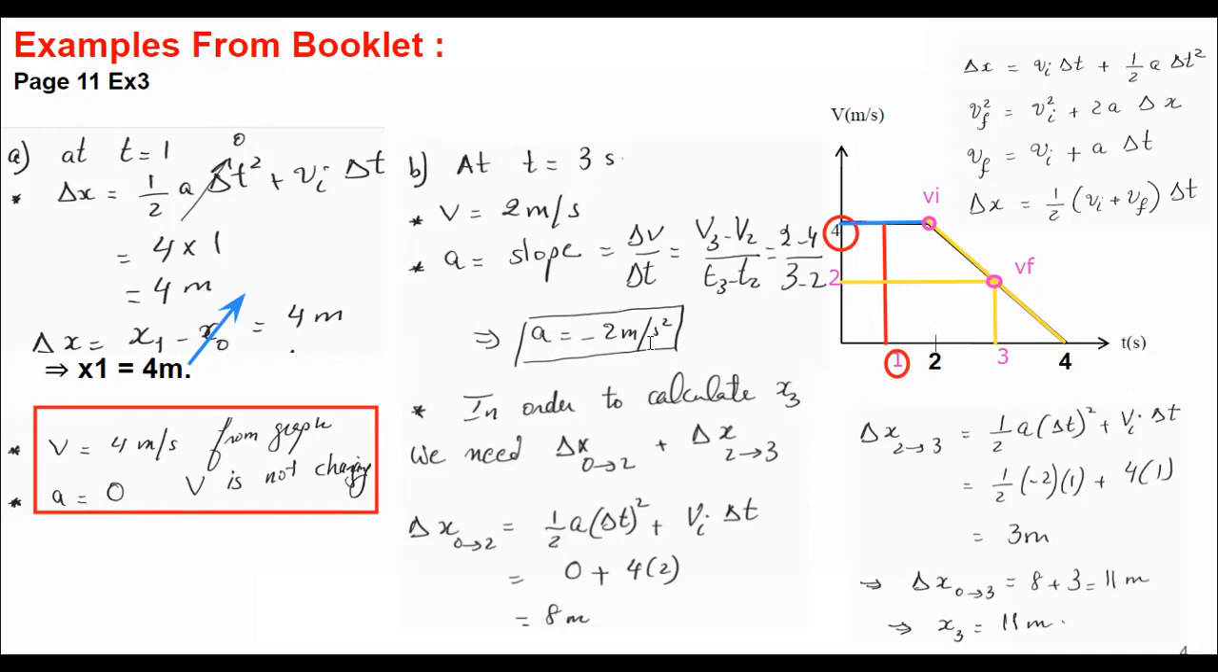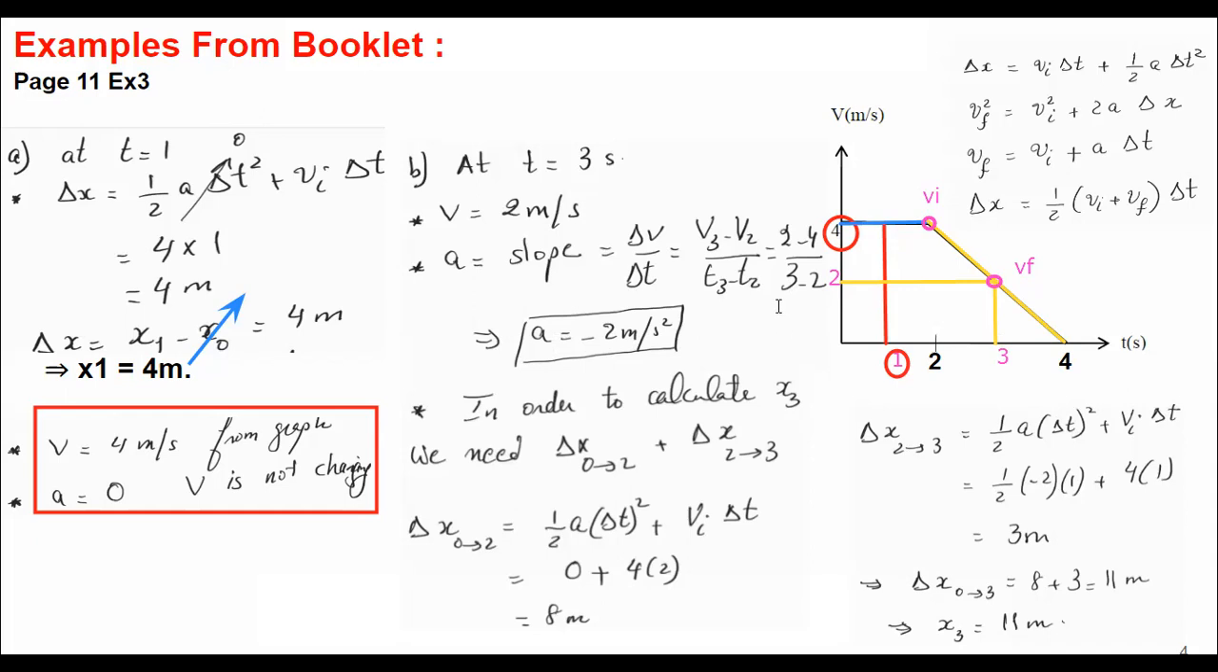Okay. When is acceleration negative? When the object is moving in the positive direction, but it's decelerating, it's slowing down. Okay. In this case, the velocity is positive, so it's moving in the positive direction, but the acceleration is negative. It means it's slowing down.